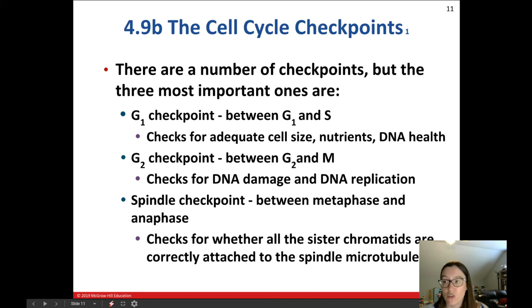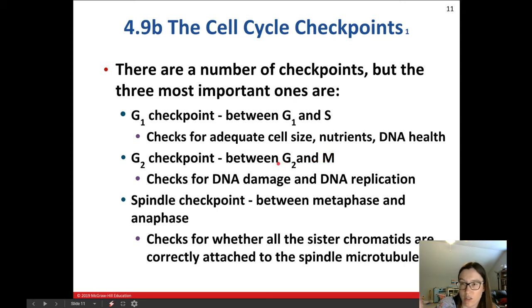And it also needs to make sure that the DNA in the cell is healthy, because if we have DNA that is not healthy, we don't really want to go ahead and replicate that cell. This is the most important checkpoint, and usually if it passes this one, it's going to pretty much undergo mitosis. If it doesn't pass this one, it might go back into a resting phase called the G0 phase, and that's kind of like a resting phase until it builds up adequate size or gets more nutrients and things.